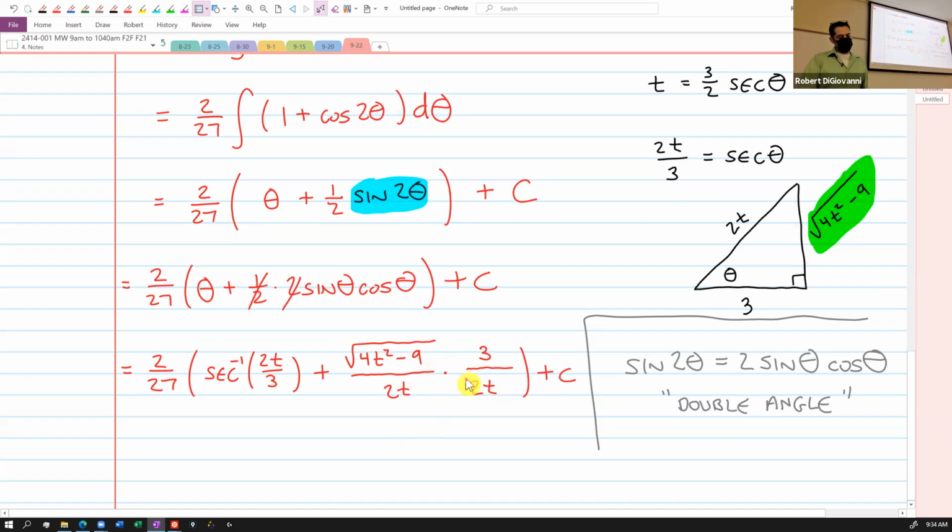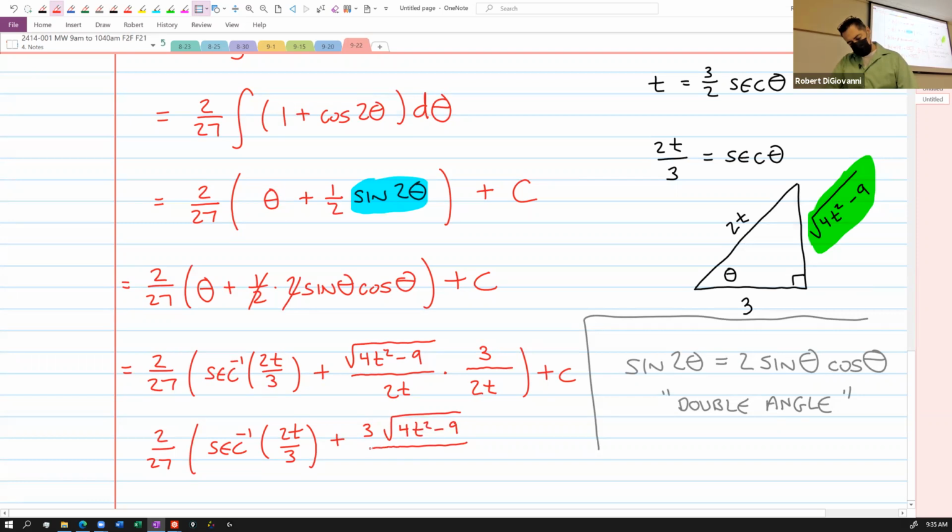And I guess I could put these two together. Maybe I'll do it in one more line. I'm not even going to distribute the 2/27 through. I'm just going to leave it out here. Plus 3 root 4t squared minus 9 over 4t squared, plus C. There we go.